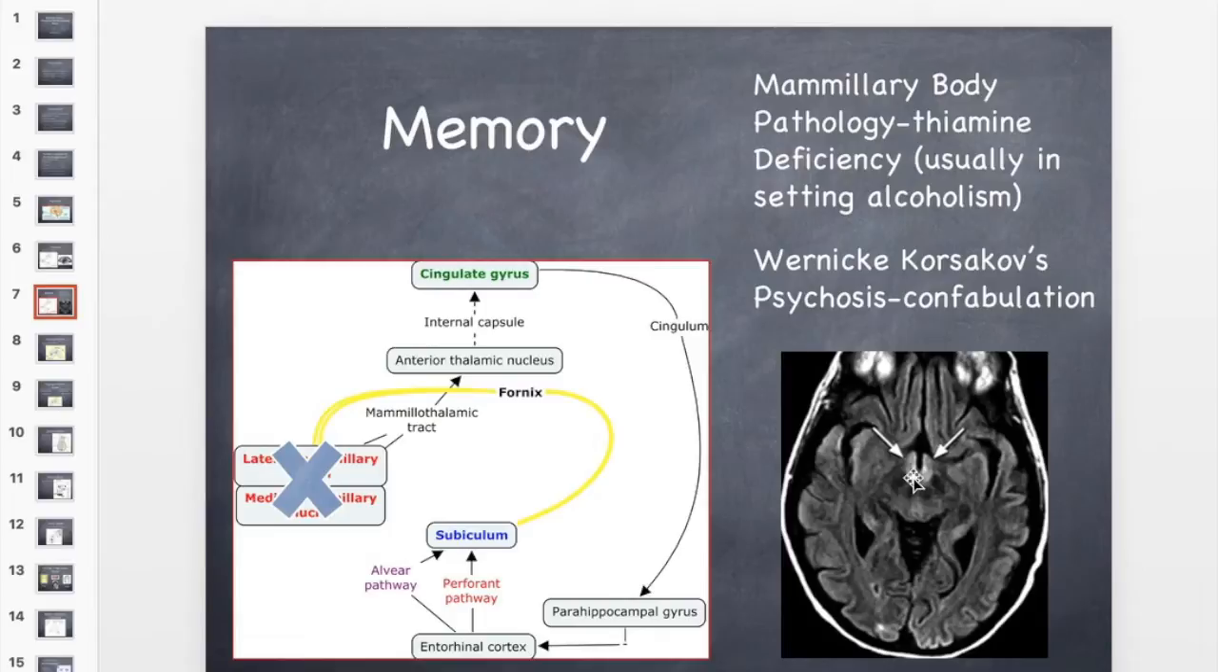Emergency departments usually do a very good job if anybody comes in confused. In general, it's a good idea just to give them a blast of thiamine just in case. And is this reversible? If they give thiamine quickly, within a day or so, it's reversible. Yes.